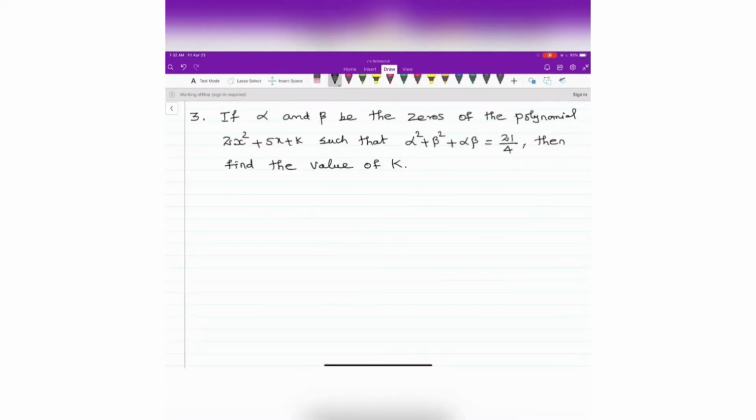Question number 3. If alpha and beta be the zeros of the polynomial 2x square plus 5x plus k such that alpha square plus beta square plus alpha beta is equal to 21 by 4, then find the value of k. Let's do this now. Solution.